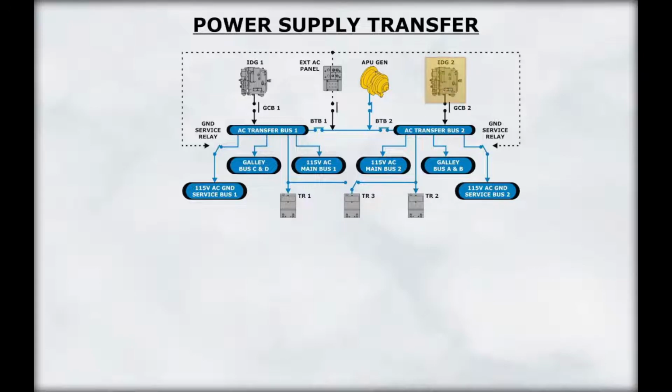However, it is possible to power one transfer bus from the APU or GPU while the other transfer bus is powered by its respective IDG. In this example, the APU is powering both transfer buses through the bus tiebreakers. Click on the IDG2 to simulate an engine start and see the transfer of power for transfer bus 2 from the APU to IDG2. With the right engine operating, the bus tiebreaker trips off and the corresponding IDG begins powering transfer bus number 2.